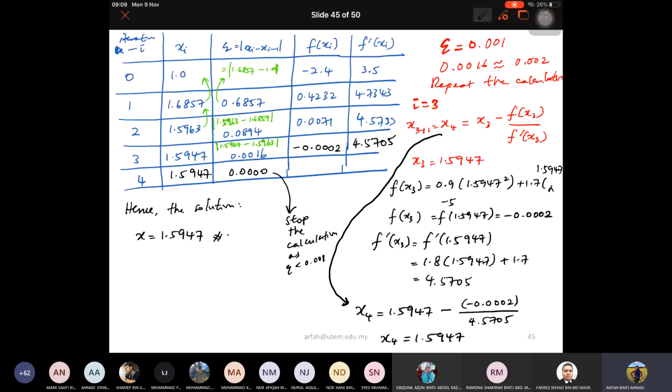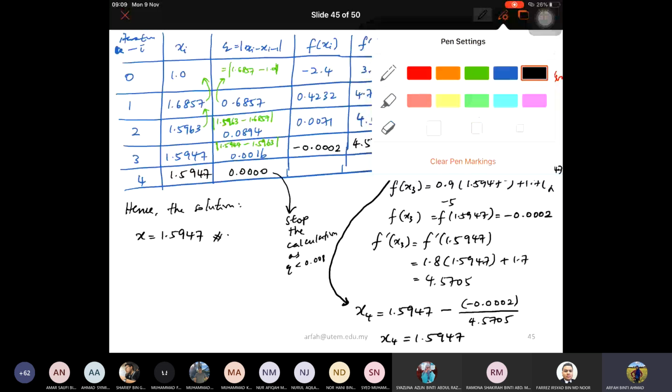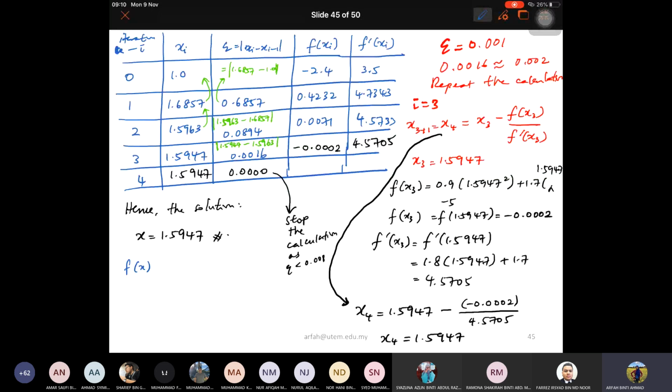Fx dapat macam mana puan, f prime x? F prime x tu kita bezakan. Okay. Sebab fx awak untuk contoh ni adalah sama dengan apa yang dia bagi daripada soalan, equation yang dia bagi adalah 0.9x kuasa 2 tambah 1.7x tolak 5. Okay. So f prime x adalah first differentiation. Maksudnya pembezaan peringkat pertama.